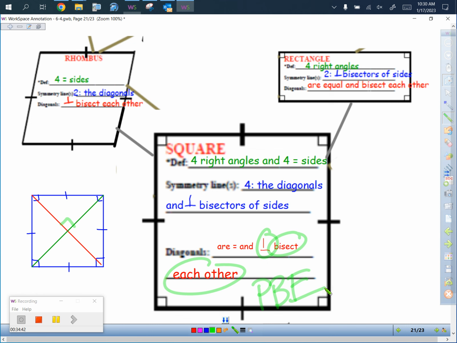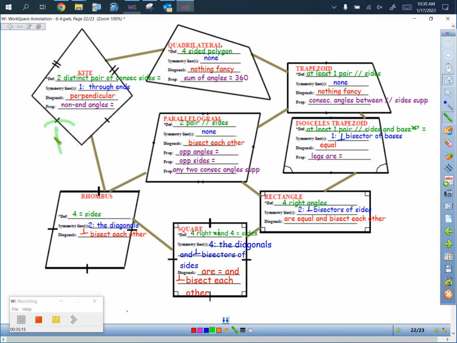The diagonals are perpendicular. They are bisecting each other. They are equal. The square is the king of this family tree, right? Isn't it the most specific thing that you got? So there you go. Again, I told you, here's your P, here's your B, here's your E, right?